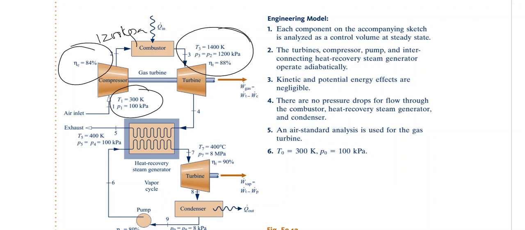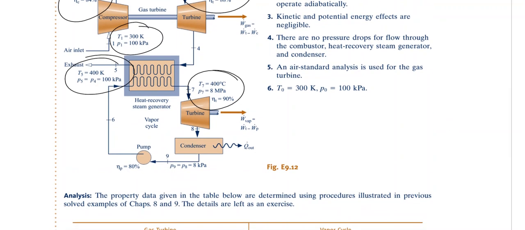We have got the efficiency of the turbine as 88%. Then we have got the inlet of the HRB, and the exit of the HRB is also known, which is 400 Kelvin and a pressure of 100 kPa. We also have the inlet of the steam turbine, which is 400 degrees centigrade and 8 megapascal, with an efficiency of 90%. And further, we have the condenser pressure, which is 8 kPa, and the pump efficiency, which is 80%.